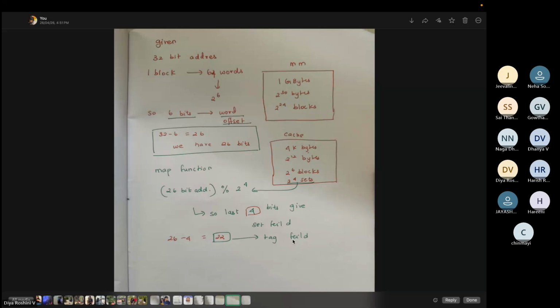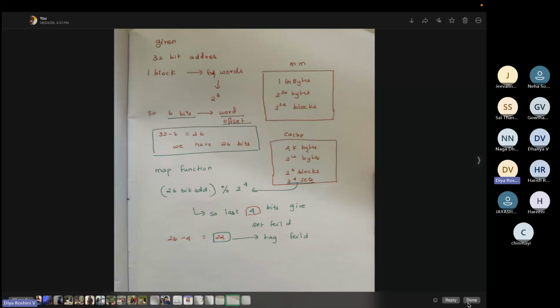Okay, so that is all for direct mapping, associative mapping, set associative. Was the 3 clear anywhere? Any doubts? Okay, it's not clear, fine.